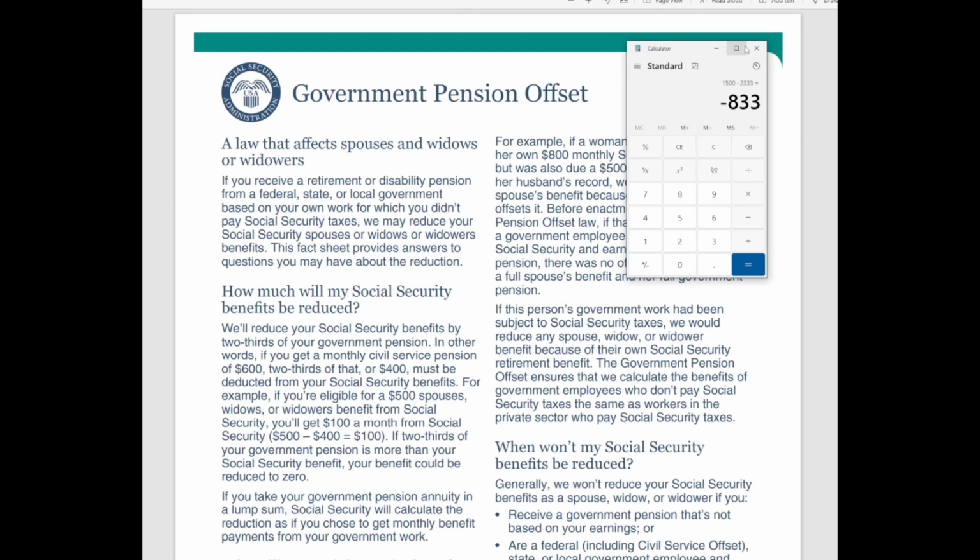I've seen some that are like $5,500 a month, $6,000. The highest I ever saw was about $11,000 a month, and I can't remember what the person did. But anyway, that's how you would calculate it.